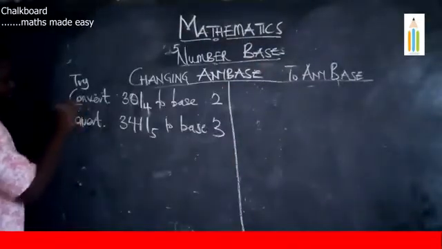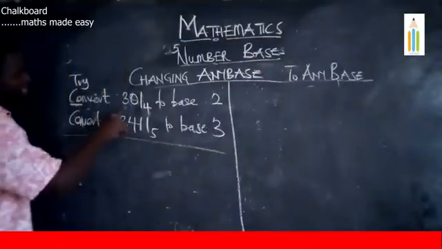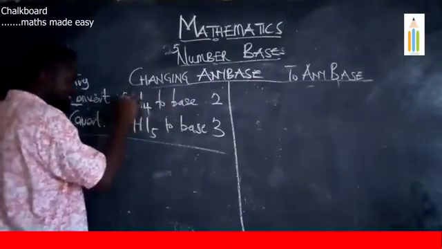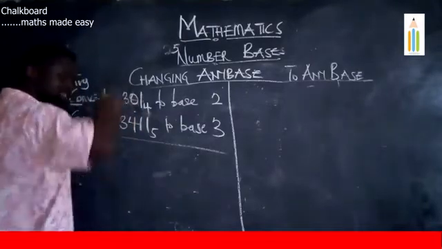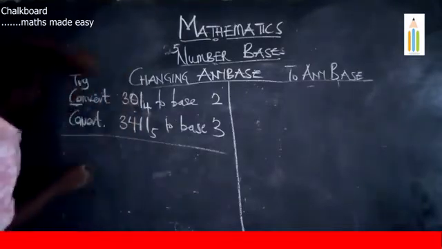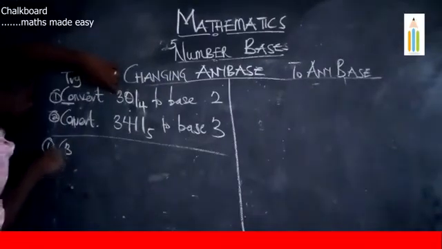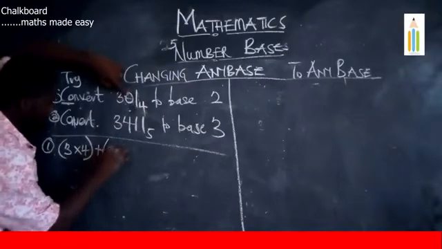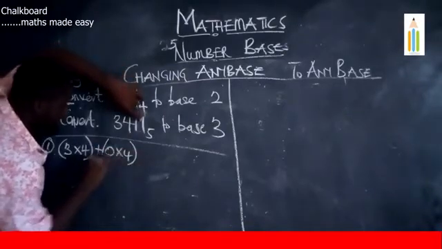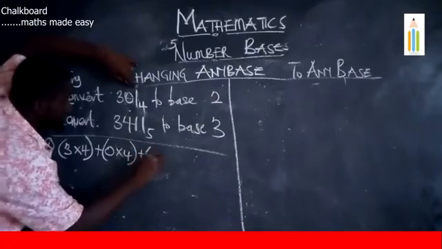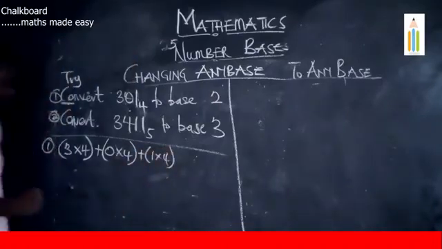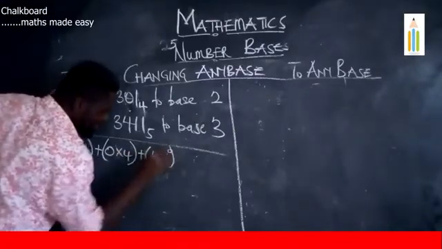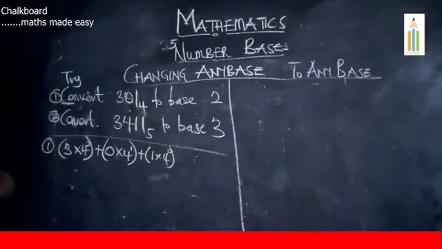Now let's take the very first one. So we are converting 301 base 4 to base 2. So what do we have to do? We will first convert this one to base 10 before converting that base 10 to base 2. Are we good? So we will take the 3 here, multiplied by the base 4, bracket close, plus the 0 times 4, bracket close, plus 1 times 4, bracket close, for the 301 base 4. Then after that, we raise powers. So we start from here 0, 1, and 2.